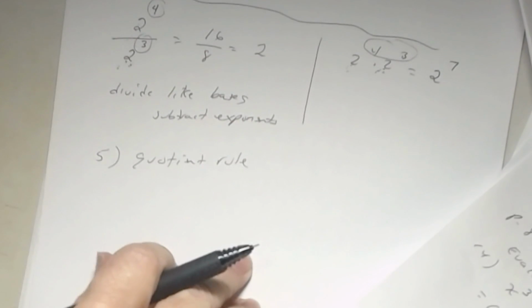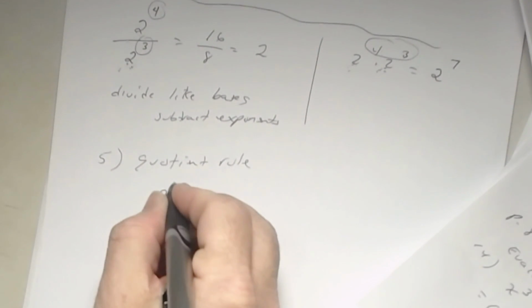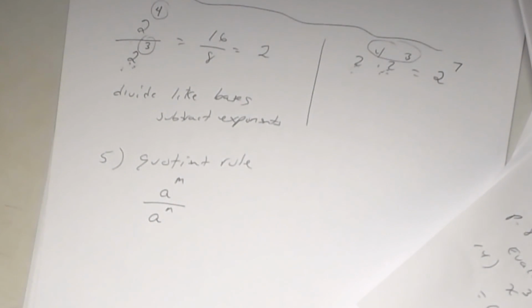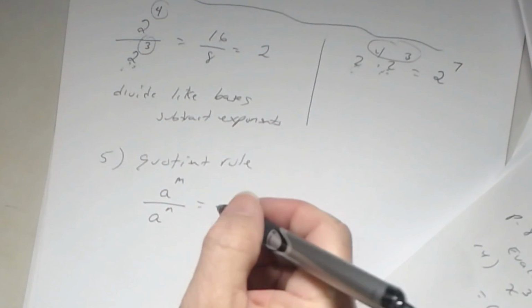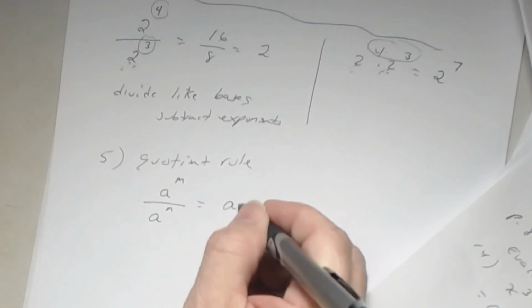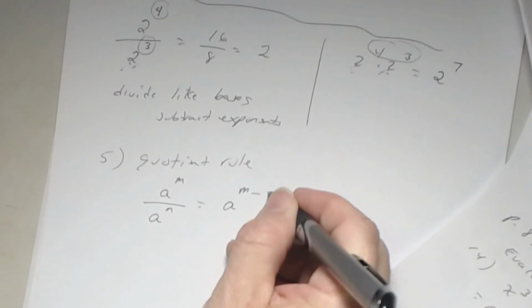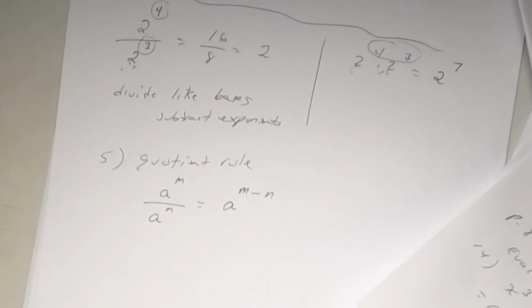So the quotient rule says this. When you have a to the m power divided by a to the n power, I'm dividing like bases. So when you divide like bases, you're going to end up doing what to those exponents? Subtract those exponents. So what you do is you rewrite the base. What's the base? A. And then you say the top exponent, which is what? M. Subtract the bottom exponent, which is n. That's what the quotient rule says.